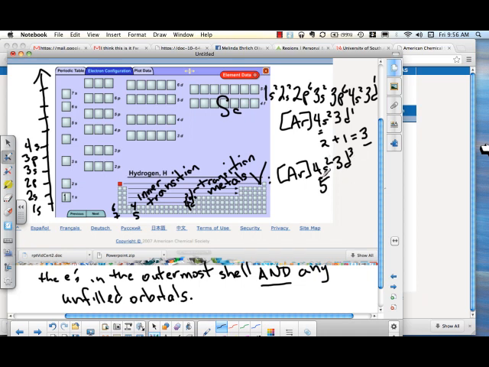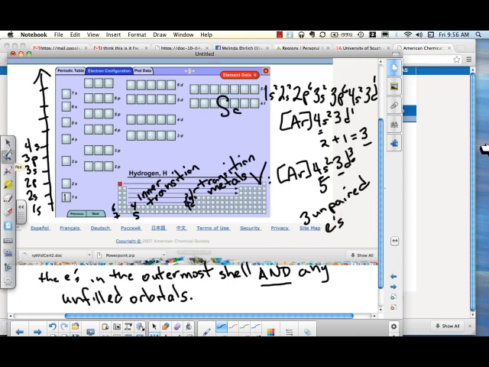Outermost shell is the 4th shell. The D is still not full, so we're going to use those as well. 2 plus 3 is 5. How many of those are unpaired? Now you have to think about how they're arranged in the boxes. 3 unpaired. The D's go in one at a time. That S, they're paired. Okay?